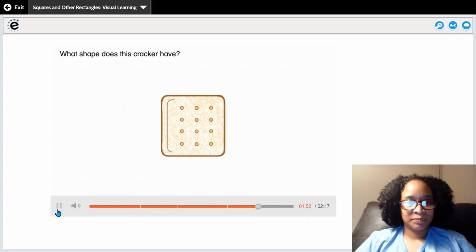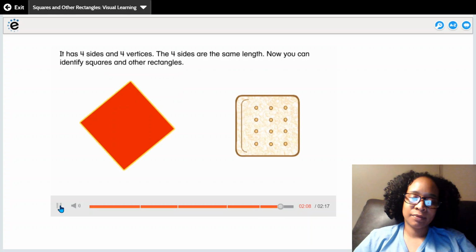What shape does this cracker have? What shape is that cracker? That is a square. That is also a square. The cracker has the shape of a square. How do you know it is a square? It has 4 sides and 4 vertices. The 4 sides are the same length. Now you can identify squares and other rectangles.